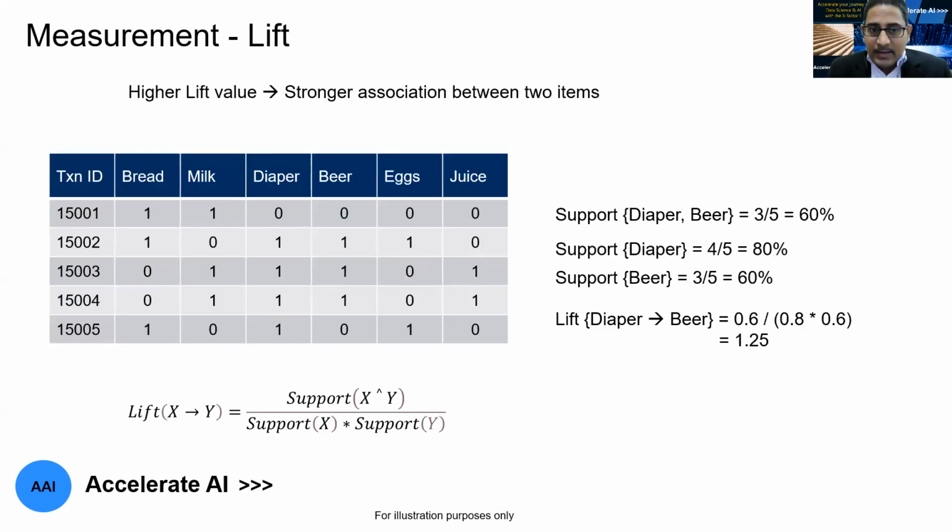When we come to lift, lift of X to Y is support of X intersection Y divided by support of X multiplied by support of Y. So here we are going to calculate the lift of diaper to beer. For that, we need the support of diaper and beer, which is 60%, as we have already calculated earlier. Support of diaper is 80%, support of beer is 60%. So it's 0.6 divided by the multiplication of 0.8 into 0.6, and that comes out to 1.25. So the higher the lift value, the stronger the association between two items. That's the interpretation.